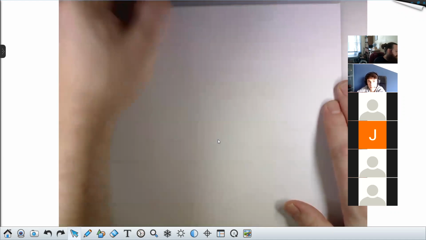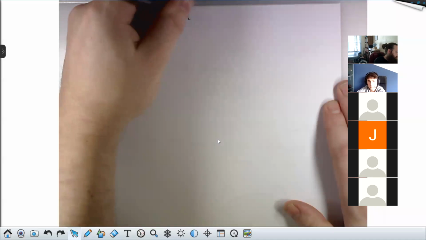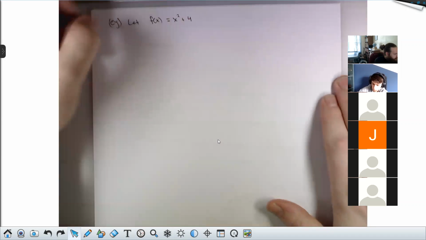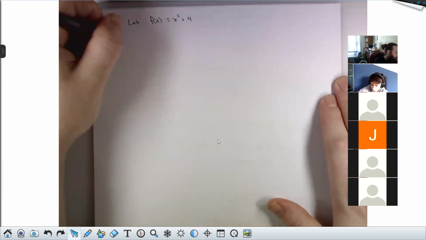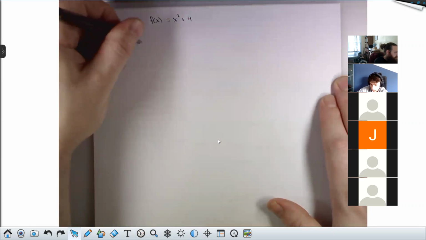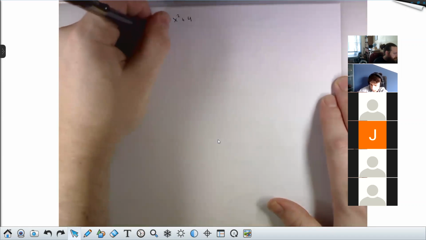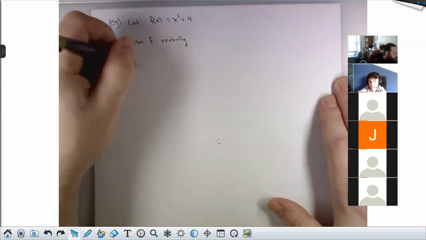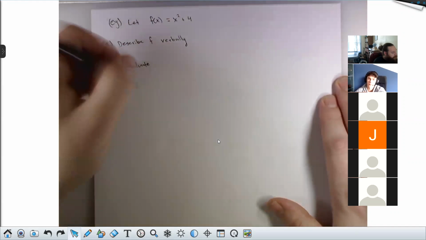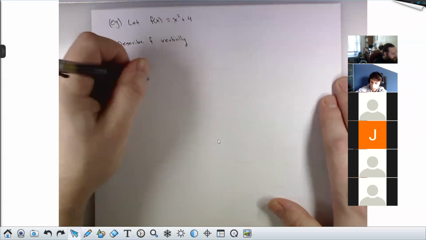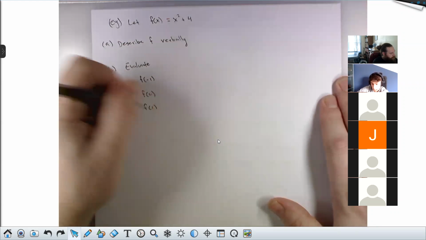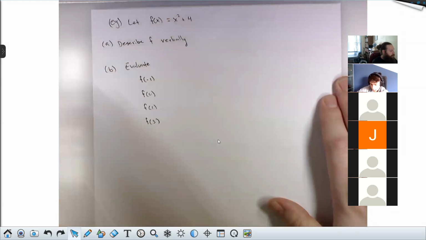consider the function f of x equals x squared plus 4. I'm going to do a few things here. I want to describe the function verbally. I want to evaluate a few particular values of the function. So I'll say, let's evaluate f of -1, f of 0, f of 1, and f of 3, just for fun.